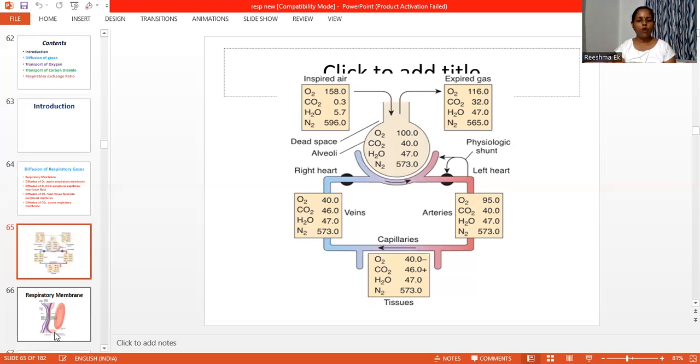In the case of vein, oxygen is about 40 mmHg, carbon dioxide 46 mmHg, water 47, and nitrogen 573 mmHg. In the case of arteries, oxygen 95 mmHg, carbon dioxide 40 mmHg, water 47, and nitrogen 573 mmHg. And in the tissues, oxygen is about 40 mmHg, carbon dioxide 46 mmHg, water 47, nitrogen is again 573 mmHg.